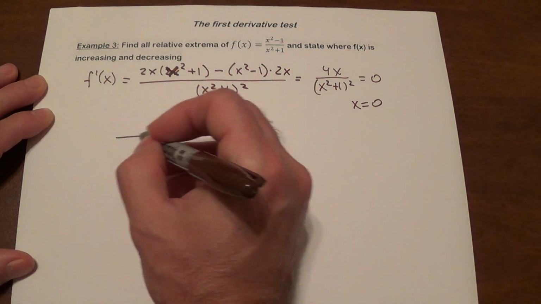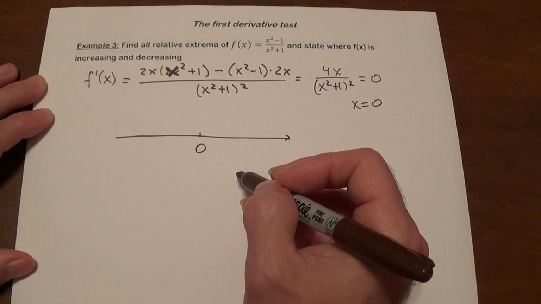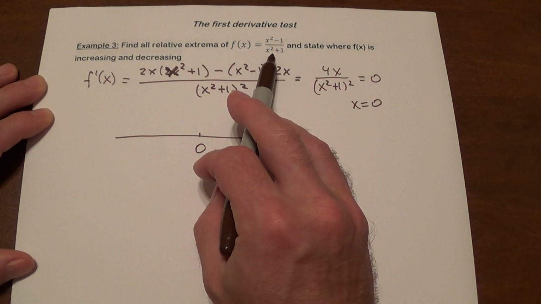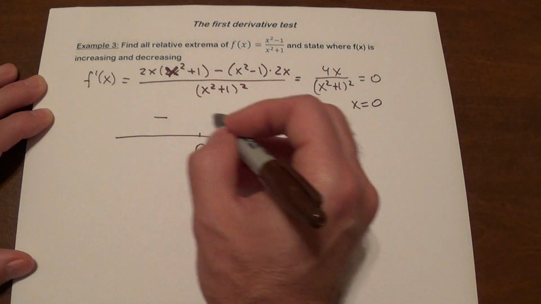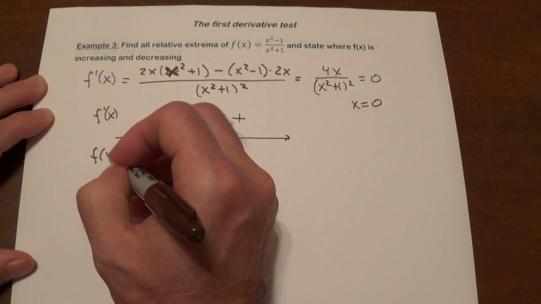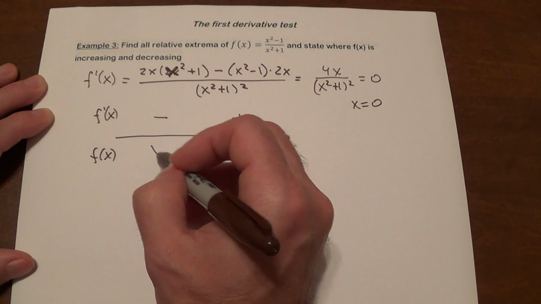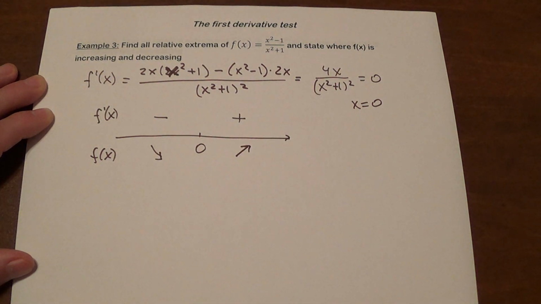So we're going to make our number line, put 0 on it. By the way, I want to remind you this function is defined everywhere. And the signs of the first derivative will be negative here and positive here. This is f prime of x, this is f of x. So the function is decreasing and increasing. So what do we have here?